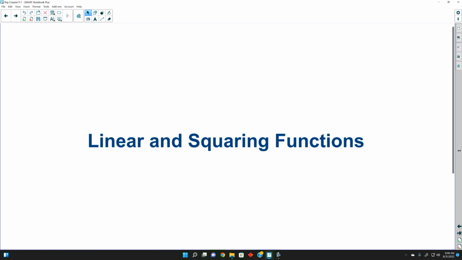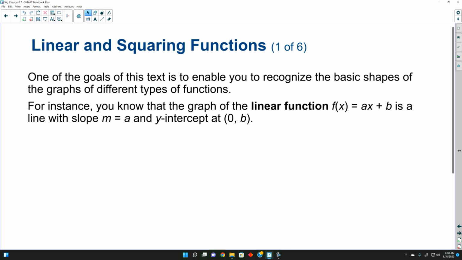Alright, guys, we're going to go ahead and get started. What we're talking about today is parent functions, the general functions in their most basic form. The first ones we're looking at are linear and squaring functions. The goal is to enable you to recognize the basic shapes of the graphs and the different types of functions that we can have.